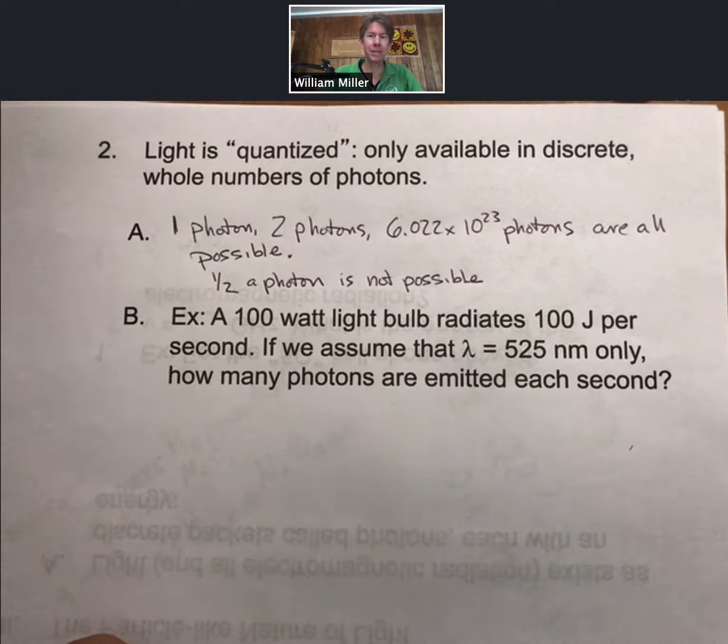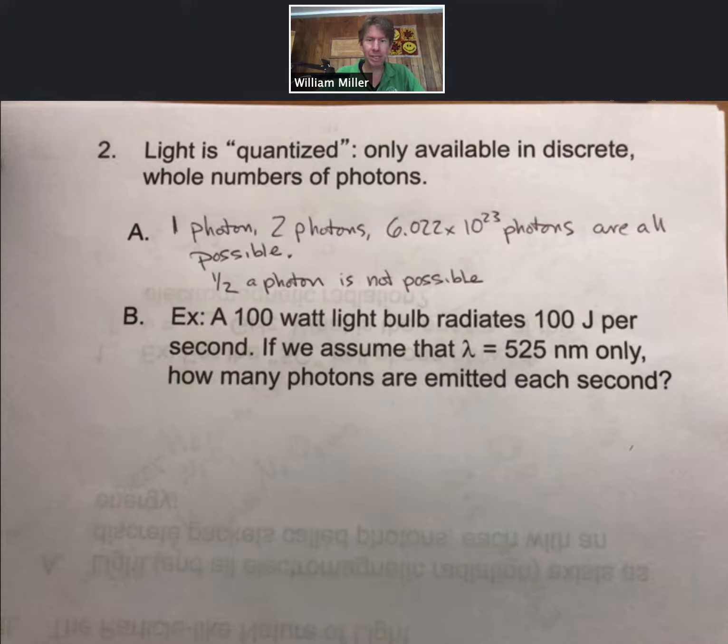And light, even though each photon is very small, as we're about to see in the next calculation, you can only have a discrete or quantized or whole number of them. And as we'll see in this calculation for B, for a 100-watt light bulb, we have a lot of them even in light bulbs.